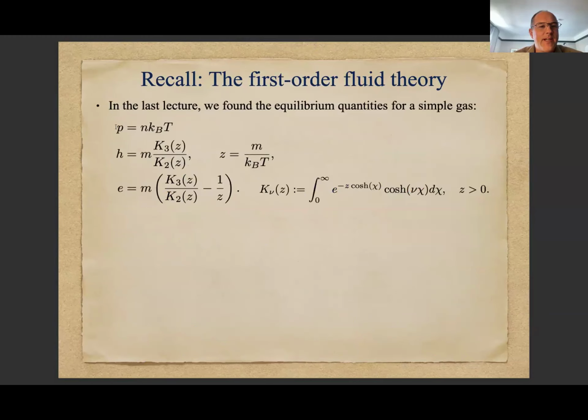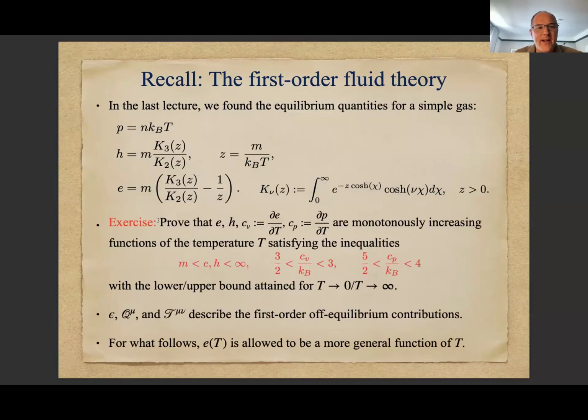For P, you have the ideal gas equation of state, so P is n k_B T, where k_B is the Boltzmann constant. And then H and E are functions of z, which is basically the inverse temperature, so it's m over k_B T. They can be expressed analytically in terms of modified Bessel functions of the second kind, which are given by these integrals here.